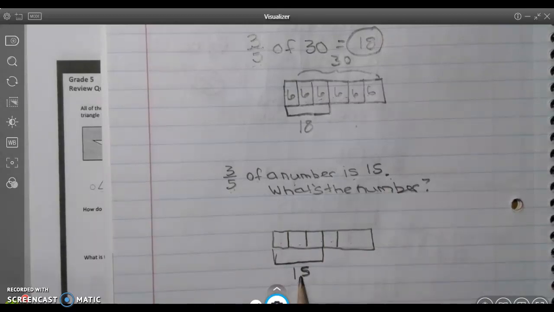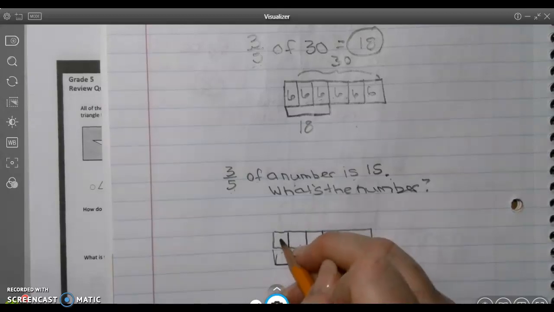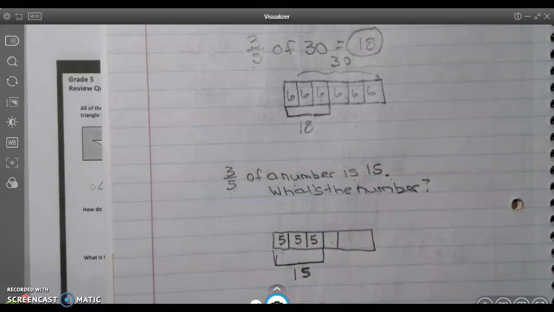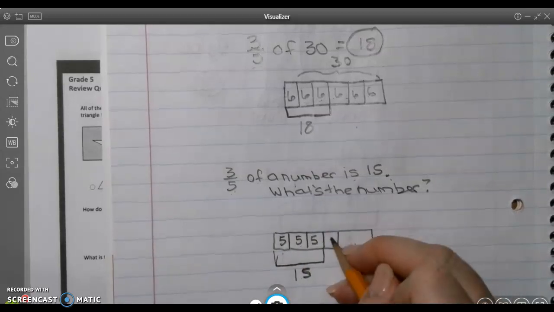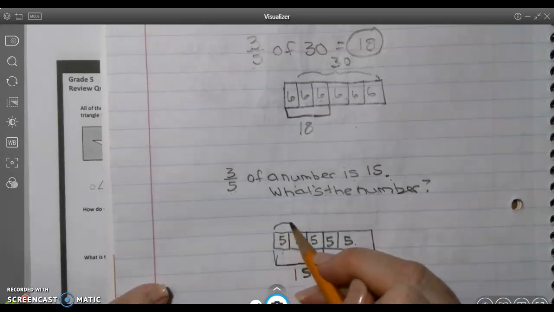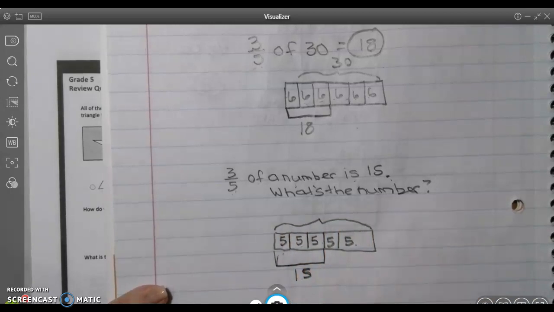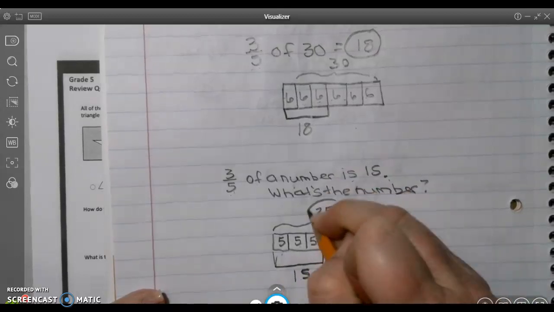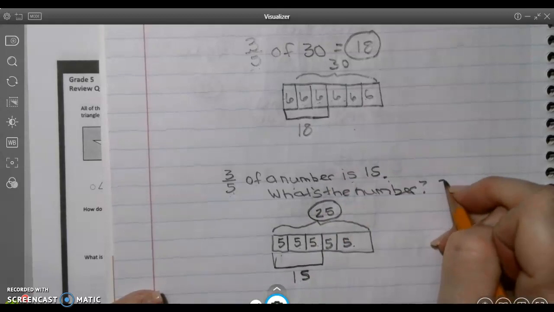So what's 15 divided by 3? Right, 5. Each one would be 5. Right? So then what would these have to be? What is the whole number? What's the whole missing number? 5, 10, 15, 20, 25. The answer is 25.